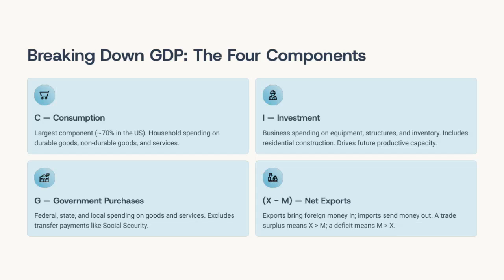Let's break down some key concepts about trade and GDP components. First, exports bring in foreign money, so when we sell goods and services abroad, money flows into the country. Imports, on the other hand, send money out because we're buying from other countries. If exports are greater than imports, we have a trade surplus, which is a positive sign for the economy. Conversely, if imports exceed exports, we have a trade deficit. The difference between exports and imports is called net exports, often written as X minus M. This figure is an important part of understanding a country's economic health.